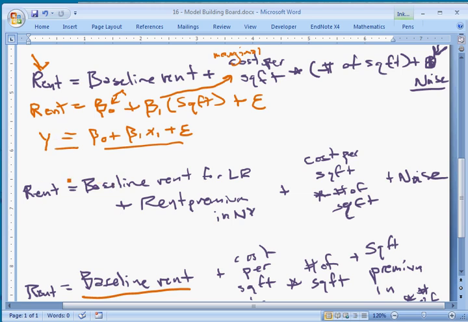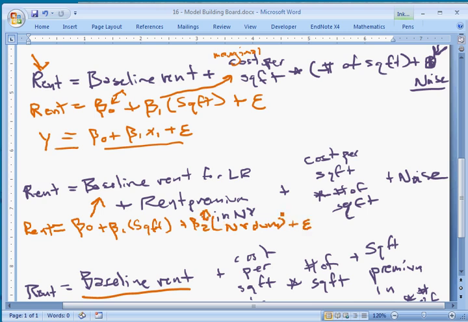Okay, let's do this model. Well, here we have rent equals, and now in this case, because of the way we've defined our dummy, beta 0 is going to be the baseline rent for Little Rock, and then we'll add our square footage, beta 1 square foot, and then beta 2 times ny dum. Well, this beta 2 becomes the rent premium in New York. And we have our error again. It's a little bit messy on the screen.